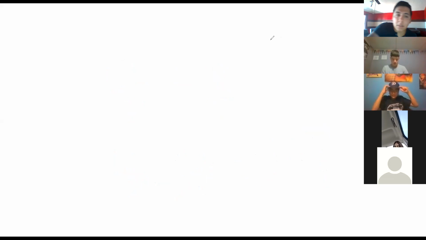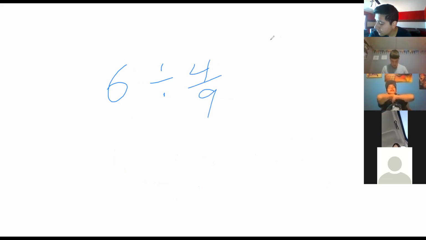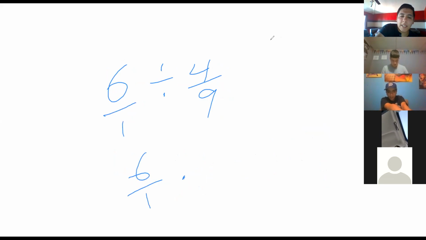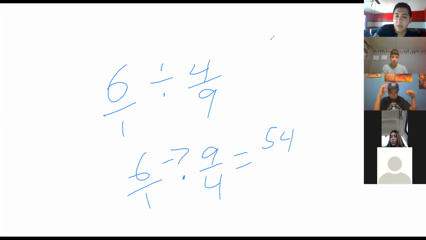All right, final one. 6 divided by 4/9. We're going to put a 1 under the 6. We change it into a multiplication problem, and what are we going to multiply by? What's the reciprocal? 9/4. So 6 times 9 is 54, and 4 times 1 is 4.